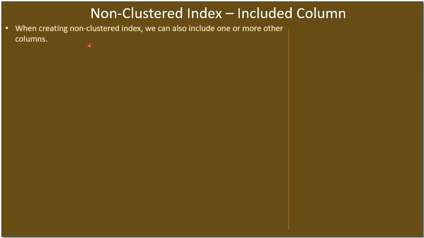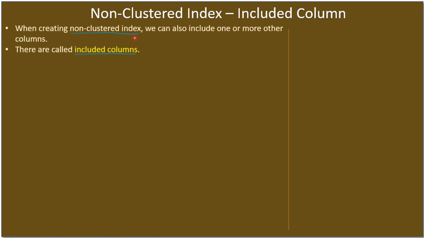In the last video, we talked about non-clustered index and index properties. So when creating a non-clustered index, we can include one or more other columns as part of the non-clustered index itself. When you include one or more columns, these columns are called included columns.